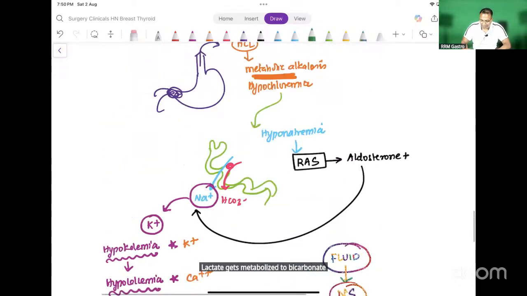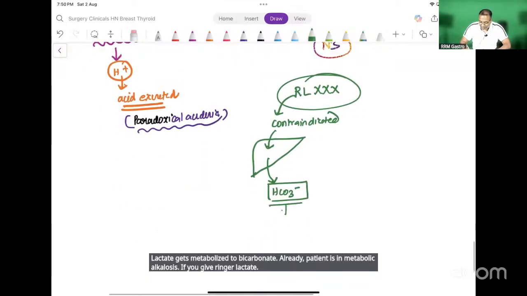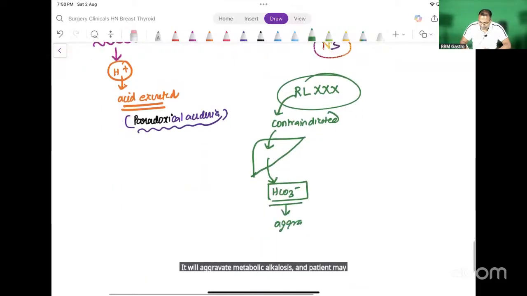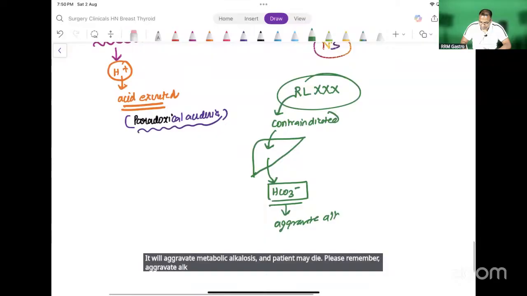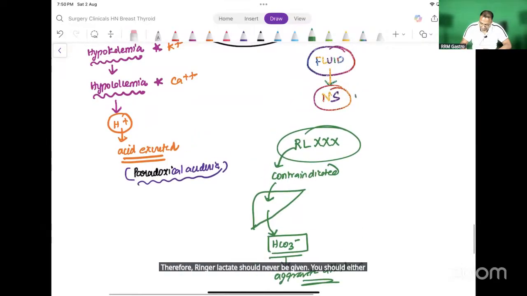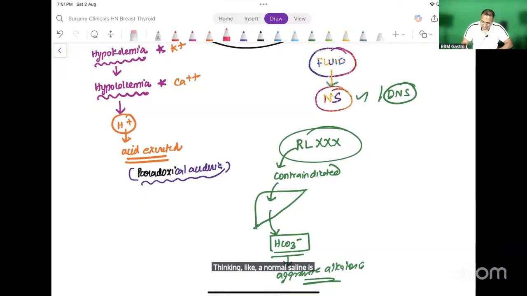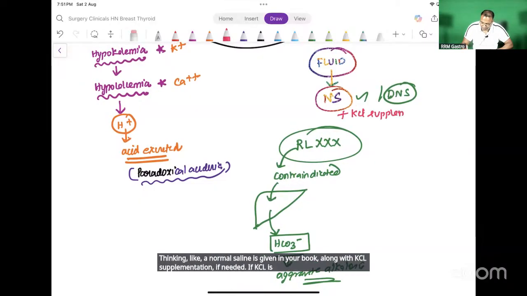Already the patient is in metabolic alkalosis. If you give ringer lactate, it will aggravate the metabolic alkalosis and the patient may die. Please remember, it aggravates alkalosis. Therefore, ringer lactate should never be given. You should either give normal saline or dextrose normal saline, but never ringer lactate. Normal saline is given, as in your book, along with KCl supplementation if needed.